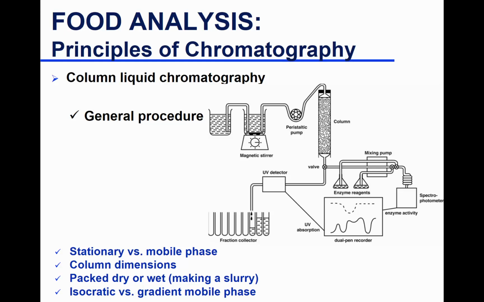You can either use that, if you're separating enzymes, to determine the activity of the enzymes as they go out of the column. Or if you're separating substrates for an enzyme, you can use that to quantitate these substrates. So you can either just detect their presence or determine activity of a certain compound or molecule coming out of the column.